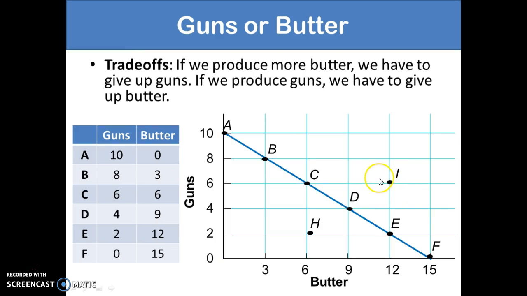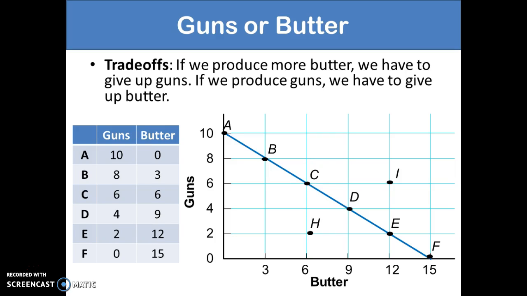A PPC also shows trade-offs. If we produce more butter, we have to give up guns. If we produce more guns, we have to give up butter. We make more of one, we give up some of the other. And so all of these points are possibilities, except I. I is not a possibility. If we choose to produce B, we cannot produce A, C, D, E, F, or H. All of them are trade-offs.